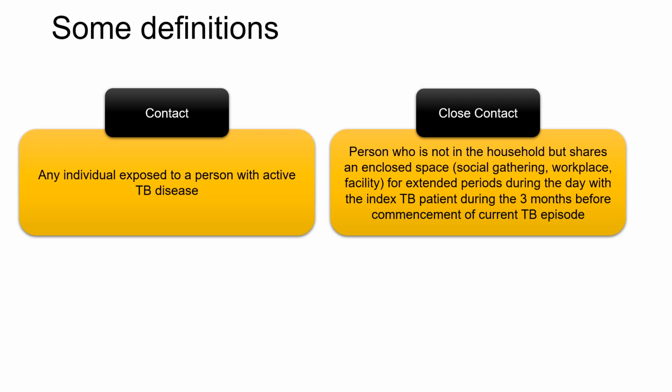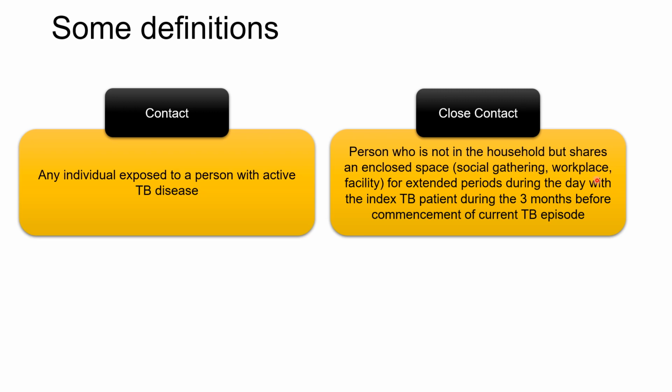Now two more important definitions. Who is a contact and who is a close contact? Any individual exposed to a person with active TB disease, that is a contact. But who is a close contact? Any person who is not in the household but shares an enclosed space. What is an enclosed space?